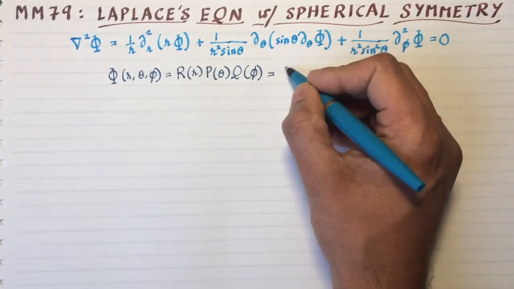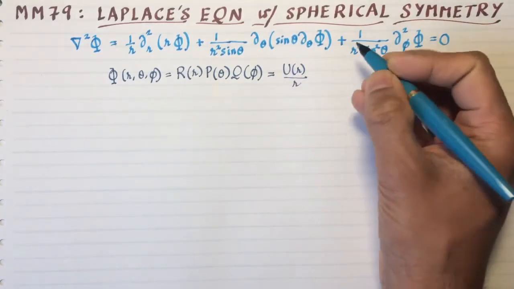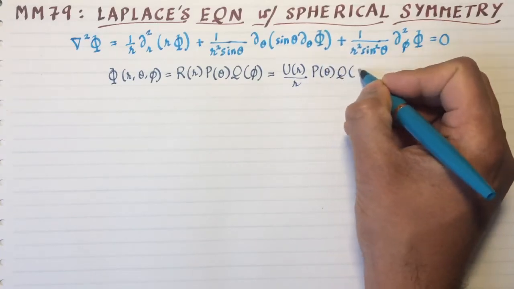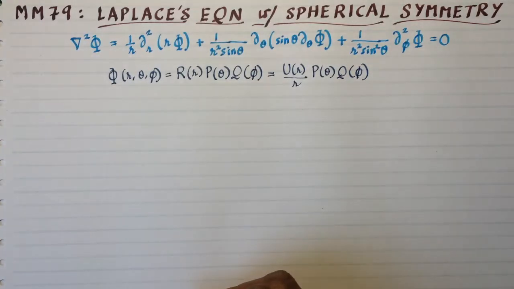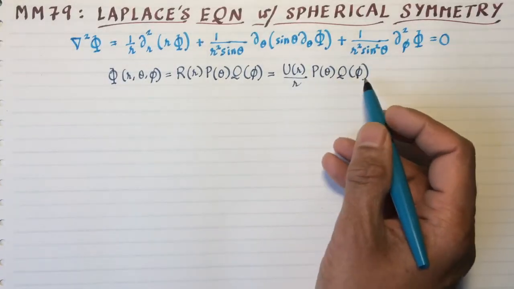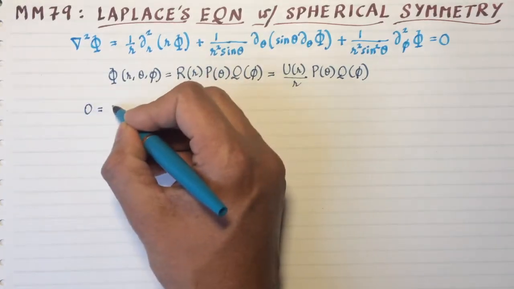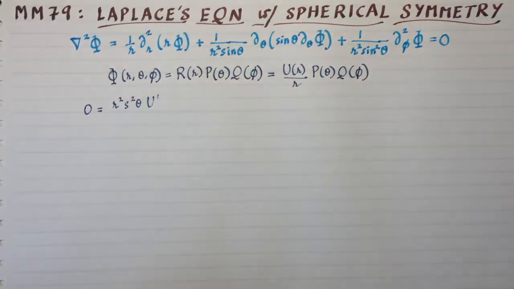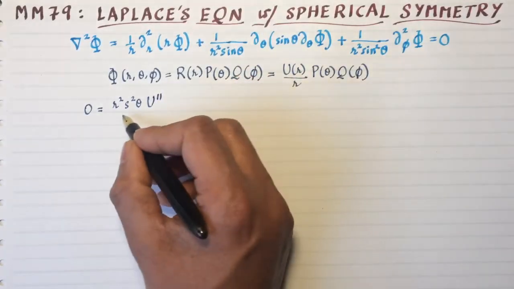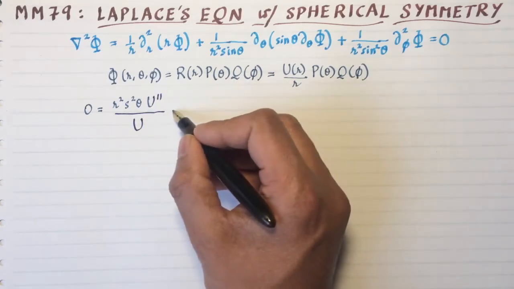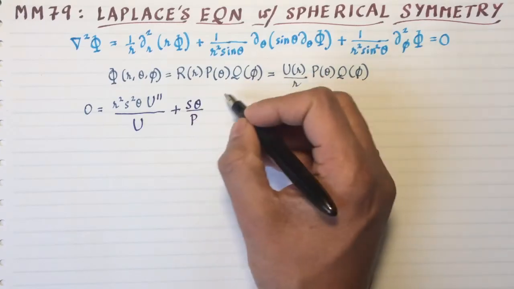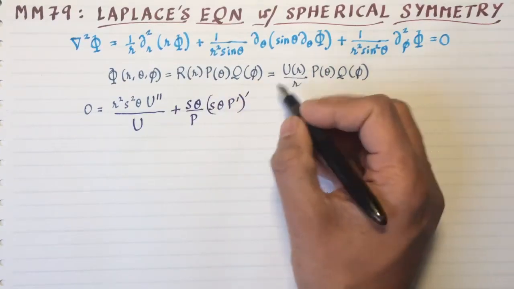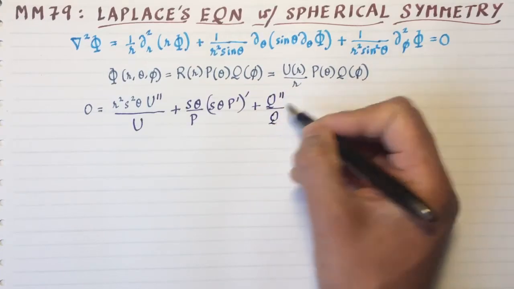Now, for the sake of making this easier, let's write R of r as another function u of r divided by r, P of theta times Q of phi. Then if you put this inside, I'll be skipping a few steps, and divide all the sides by the product P, Q and R, you're going to end up getting 0 equals r squared sine squared theta, where I'm writing s for sine, u double prime. Now the primes here denote the variable with respect to which I'm differentiating. So for example, u would be the variable r, and p would be the variable theta, and so on. So I end up getting this equation, and the details of this can be found in my notes, but I just want to go through the main steps here.